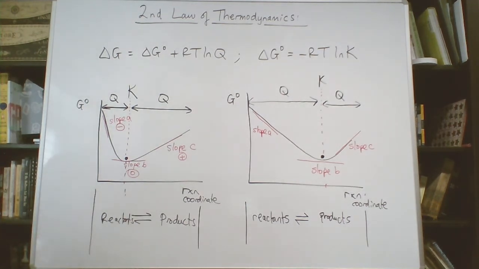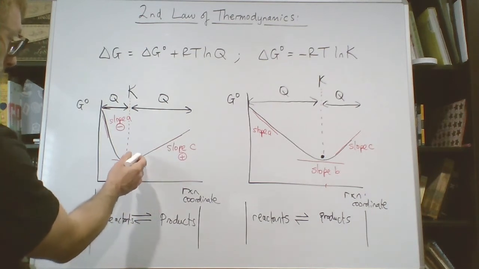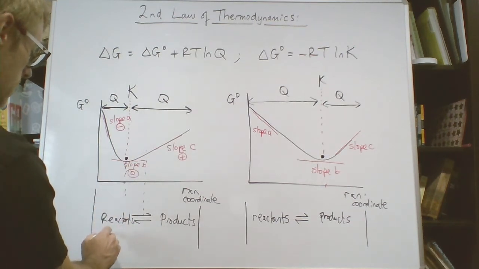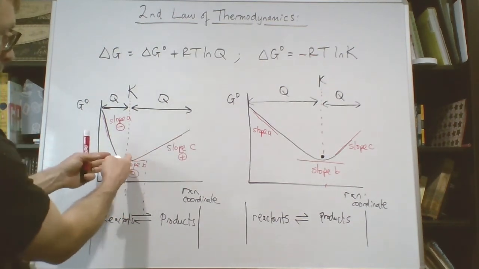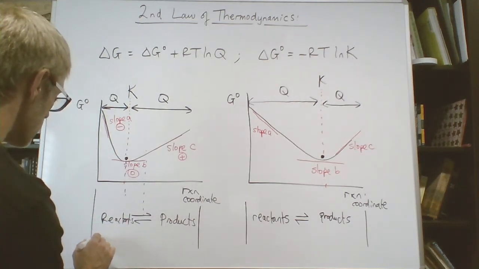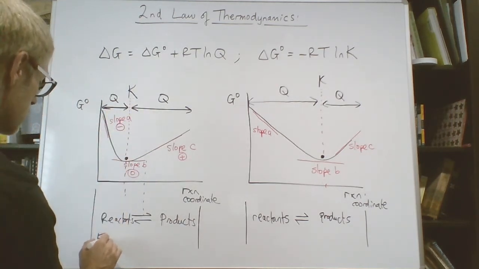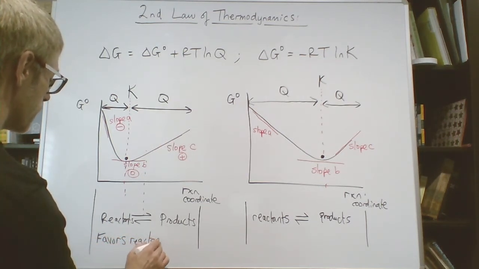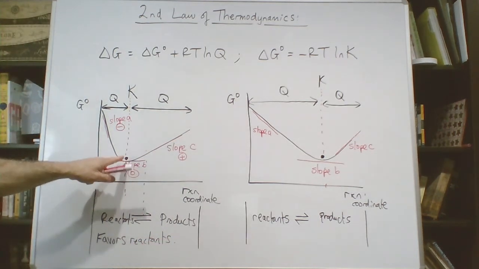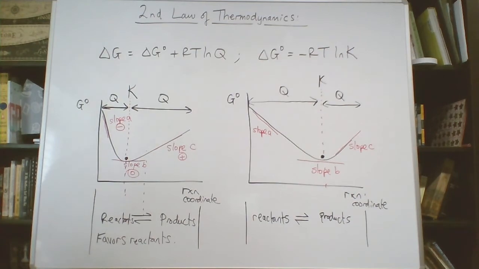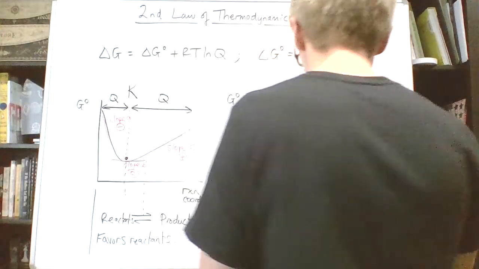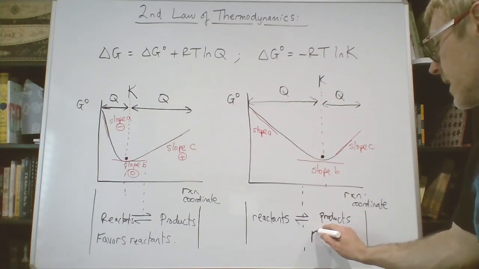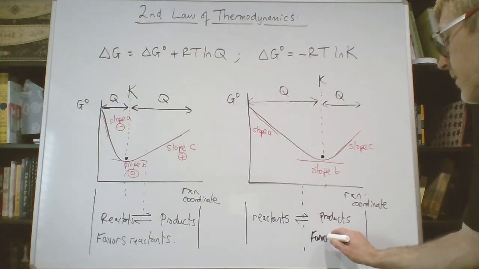Then we can see that the way I've drawn the diagram, my equilibrium position is on the reactant side. So I would say that this diagram favors reactants. Because I've got the slope on the reactant side of my reaction. And here I've got the slope on the product side. So I would say that this diagram shows that the system favors products.